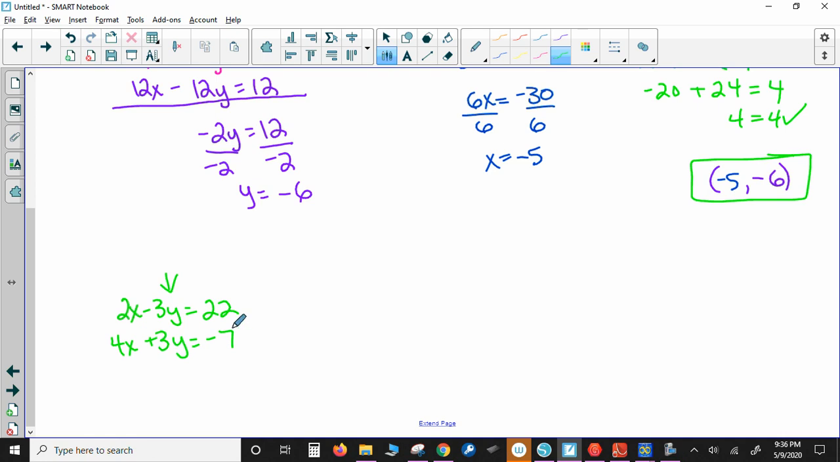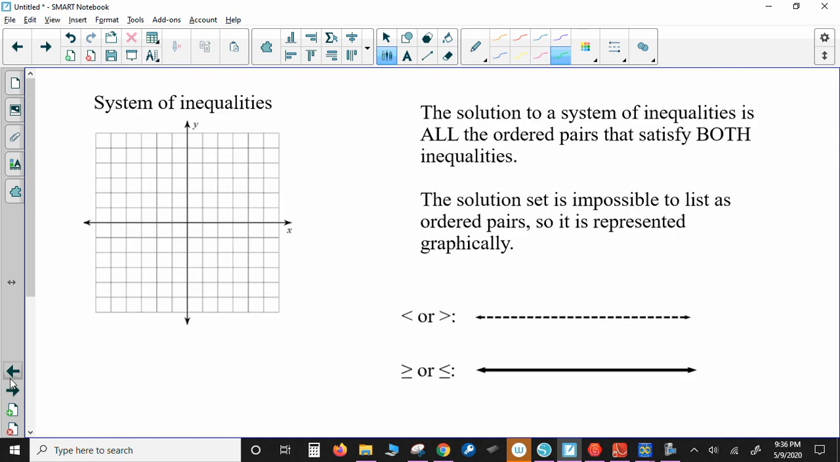And the fact that the y's go away is why this method is called elimination. We are eliminating one of the variables. Okay, so let's move on to our system of inequalities.